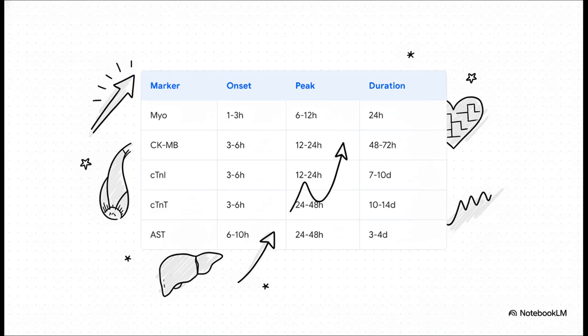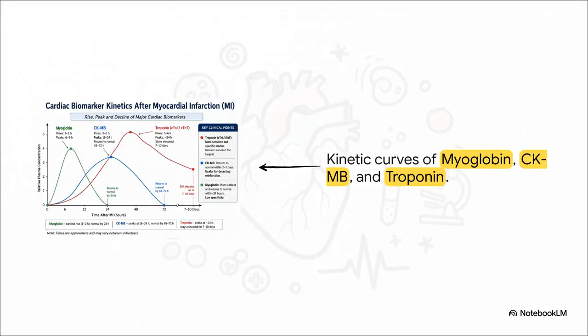But look closely at cardiac troponin I, or cTnI. It also rises in 3 to 6 hours, but it stays elevated for a massive 7 to 10 days, with a virtually zero normal value of less than 0.04 nanograms per milliliter. And AST? That's an older historical marker. It rises late, around 6 to 10 hours, has very low specificity, and normally sits between 10 to 40 units per liter. When you actually plot these kinetic curves out, it is pretty incredible to see exactly how the heart sends out its SOS signals over time.